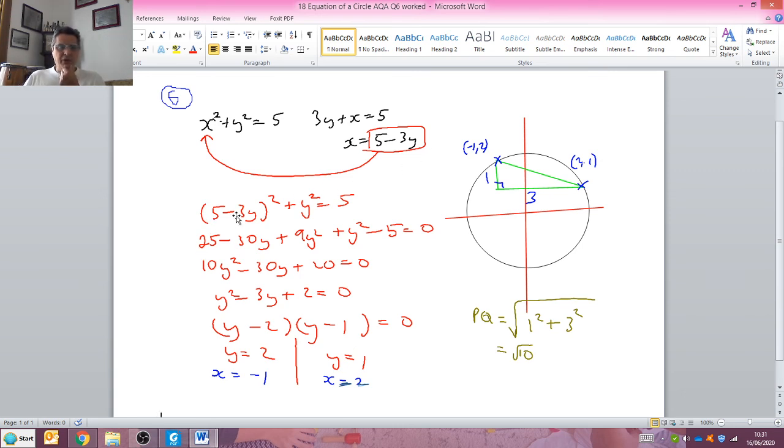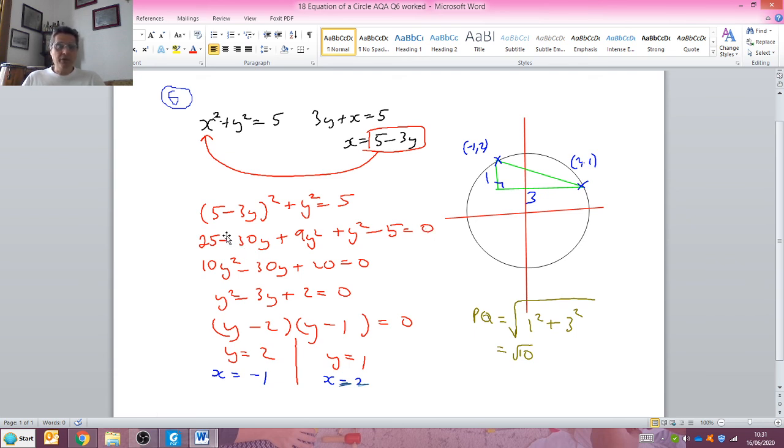So you've got to be able to expand this in your head. So if you can't see that in your head, then do a 5 minus 3y times 5 minus 3y, and then get that bit first. Anyway, if you multiply out correctly, you will get this. And that y squared is that one over there. This minus 5 comes from the 5 here. I brought it over and minused it because I know I'm going to end up with a quadratic equation.